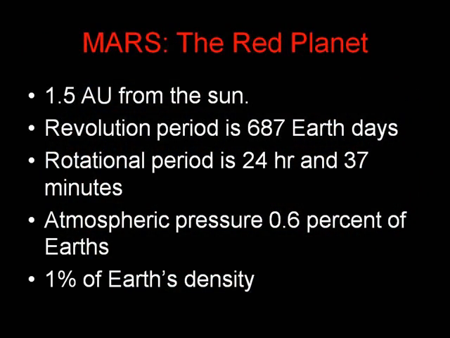Mars is 1.5 astronomical units from the Sun. The Martian year is twice that of Earth's, about 687 days, and the Martian day is about the same as Earth's, 24 hours and 37 minutes. The atmospheric pressure on Mars is very light, 0.6% of Earth's, because of its very thin carbon dioxide atmosphere. And its density is very little like Earth's. It's only about 1% that of Earth's. There have been numerous space probes that have visited Mars, and there is strong evidence that there was liquid water on Mars in the past.